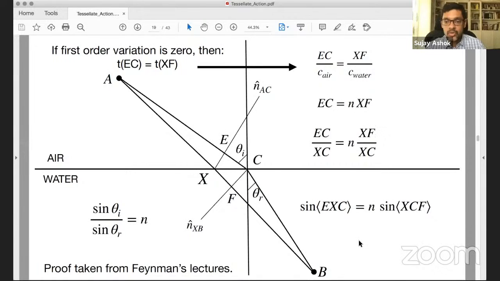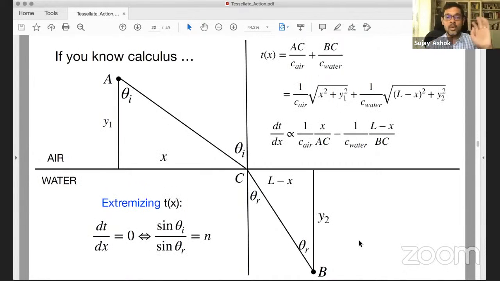Now, for those of you who know calculus, I want a slide for them as well. If you don't know calculus, just go get a cup of tea or something. If you know calculus, what we're saying is the following. I want to find the value of X, this horizontal distance, for which the time is minimum or extremum. So all I do is write the time to go from A to B as a function of this variable X. That is just distance in air divided by velocity in air, plus distance in water divided by velocity in water. That's what I've written here, the first line.